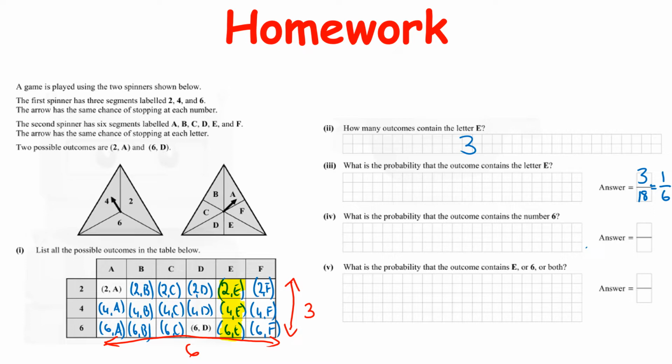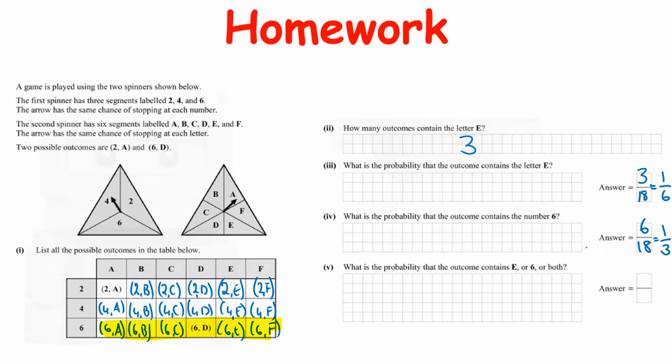Then it says, what is the probability of an outcome containing a 6? So we have all of these here. There are 1, 2, 3, 4, 5, and 6. Again out of 18, but this can be simplified to 1 in 3.